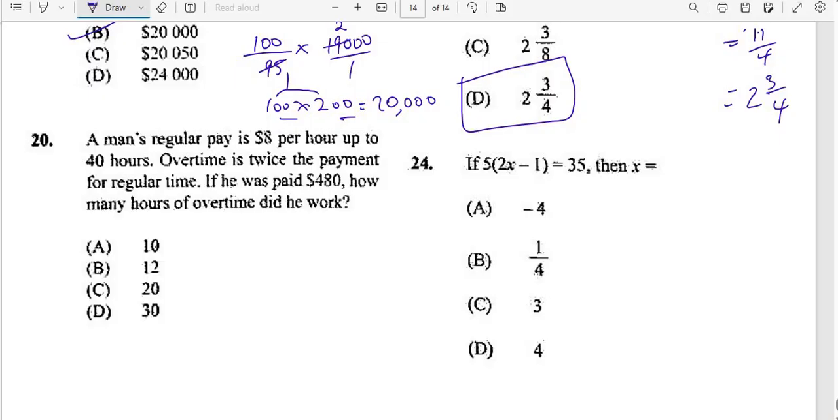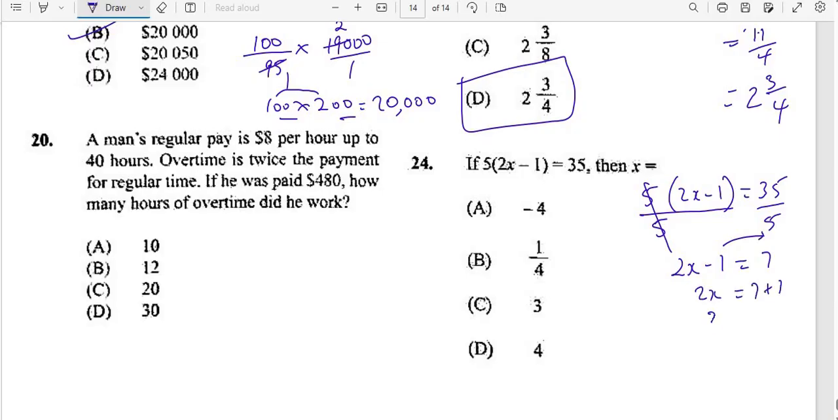5 times the quantity 2x minus 1 is equal to 35. What is x? 5 is multiplying the quantity 2x minus 1. So since they're multiplying, we can divide to get rid of 5. We'll do that to both sides. And this leaves us with 2x minus 1 equals 7. Then we can transpose the 1 over. So we have 2x equals 7 plus 1. 2x equals 8. Dividing both sides by 2, we get what?